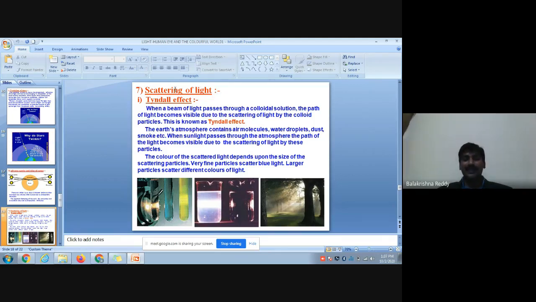What is this scattering? In billiards games or snookers, when you hit one ball with another ball, then it goes and collides and will fall in a goal. Or in a carom, you will see when you hit with a striker. Same way, the Tyndall effect is nothing but this.